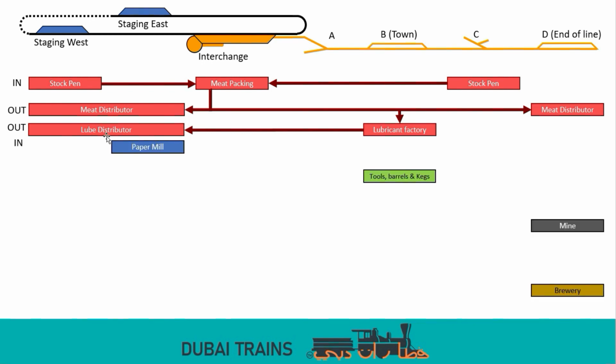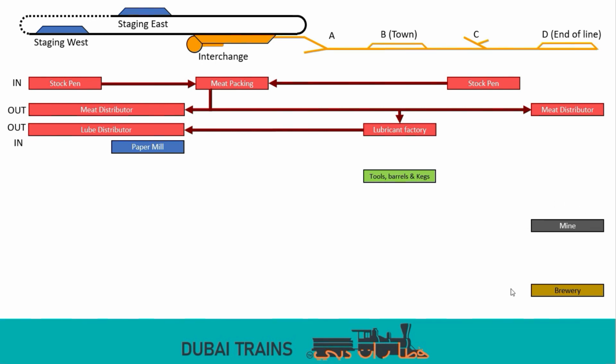If we continue on and just plot in the other industries, there is a paper mill off the layout on the east that's going to be important for us. There is, well, I call it tools, barrels, and kegs. Basically a packing. They also make boxes and other packing material located in town B. There's, as I said, the mine at the end of the line and the brewery at the end of the line.